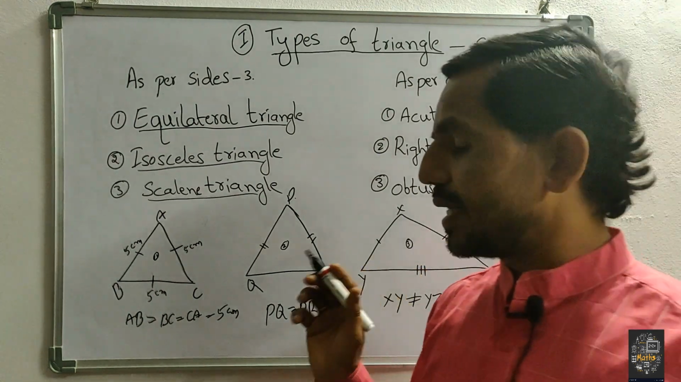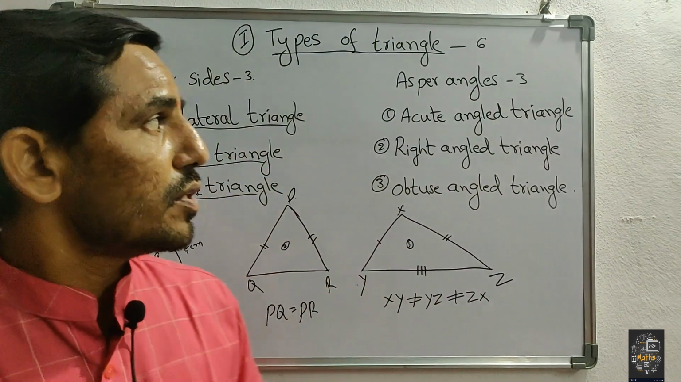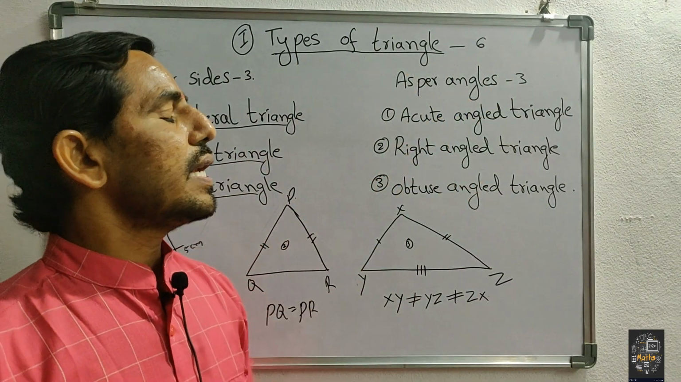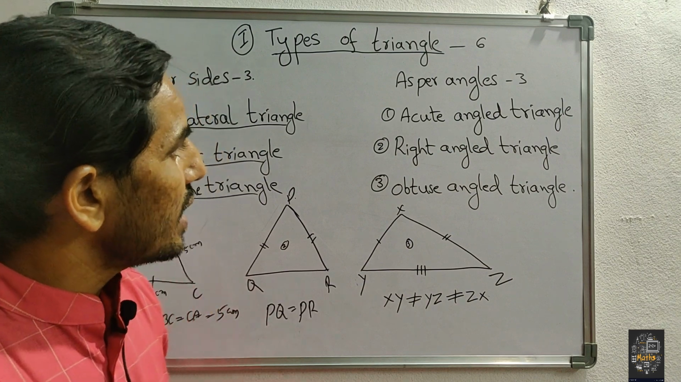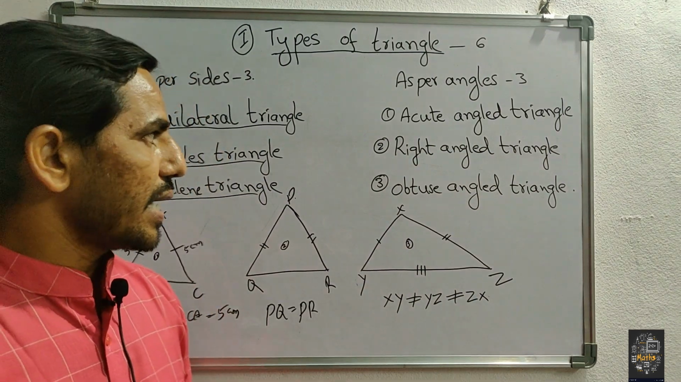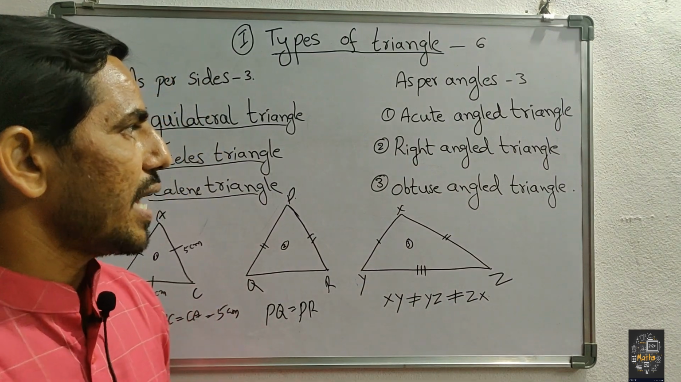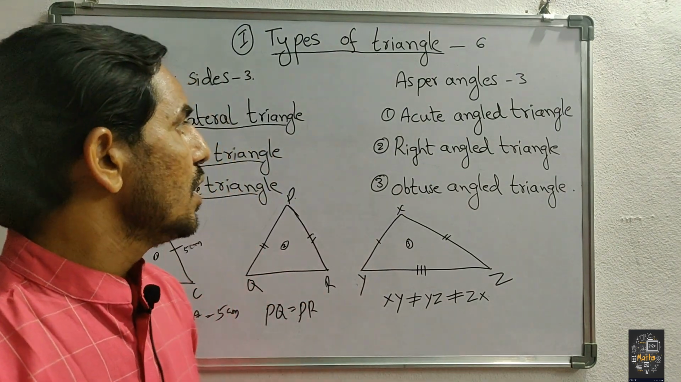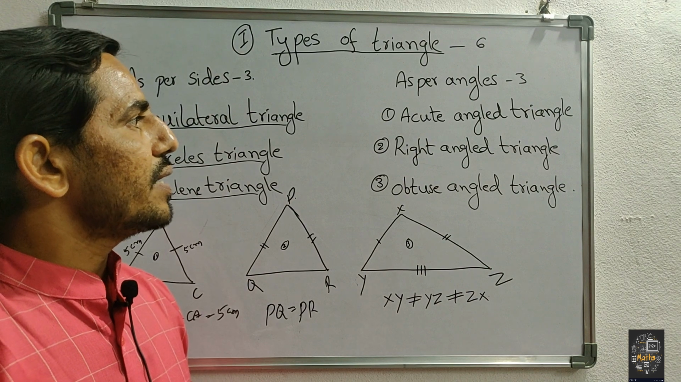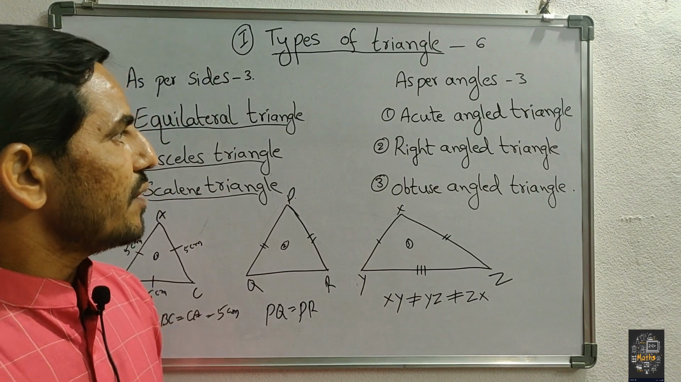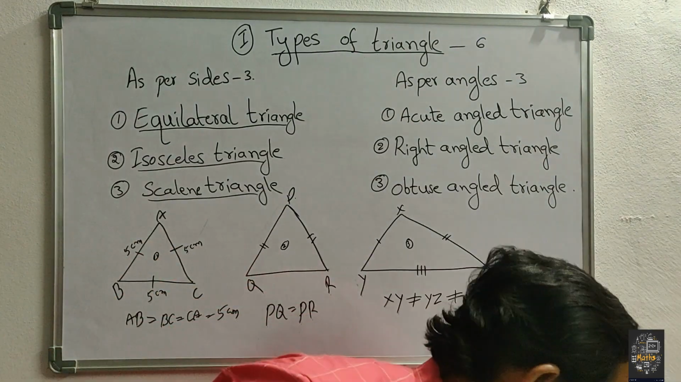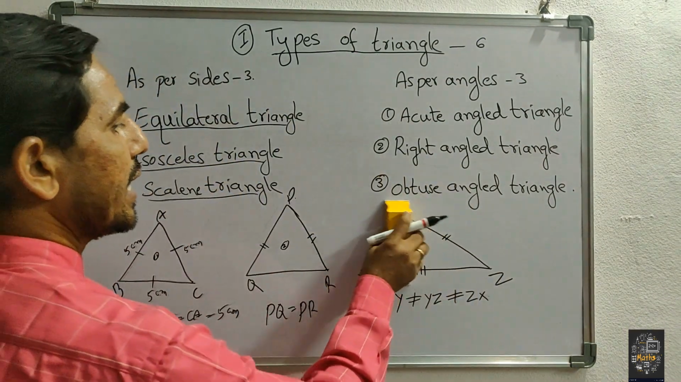This is a scalene triangle. Okay, next come to as per angles. There are three triangles. First one acute angled triangle, second one right angled triangle and third one obtuse angled triangle. Okay, I will take the diagrams.